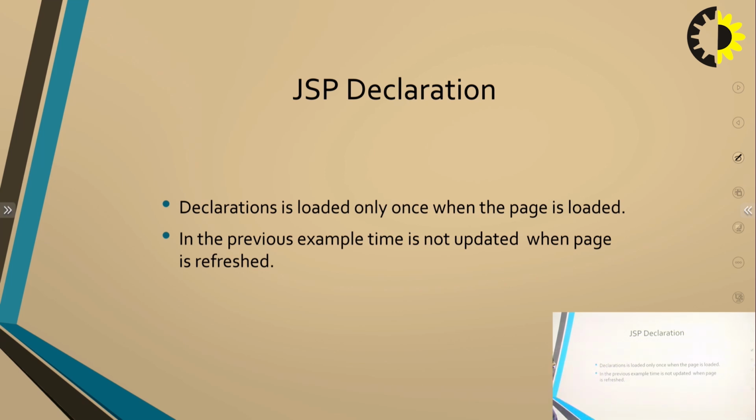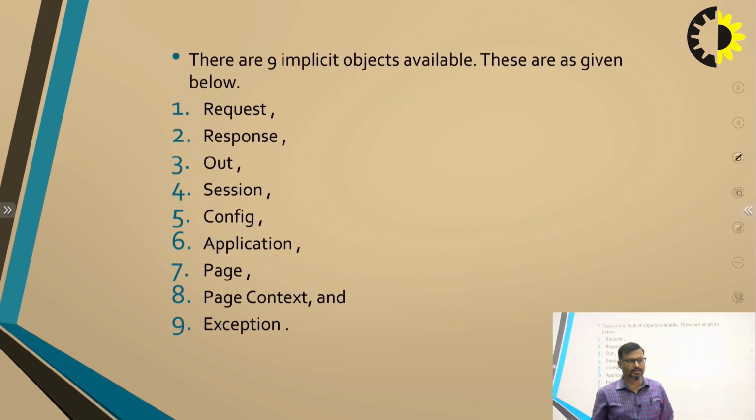Next, JSP declaration. A declaration is loaded only once when the page is loaded. In the previous examples, time is not updated when the page is refreshed. Okay. When we want to refresh our page, the time will not be updated. That is why we will use the next things.